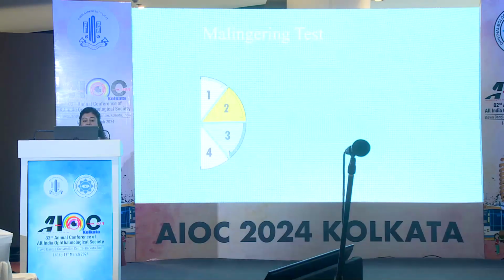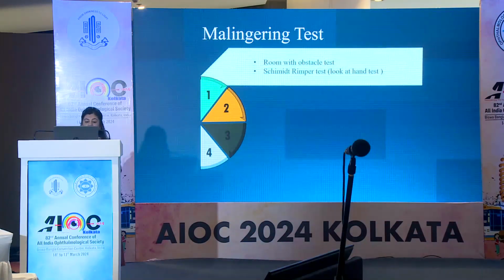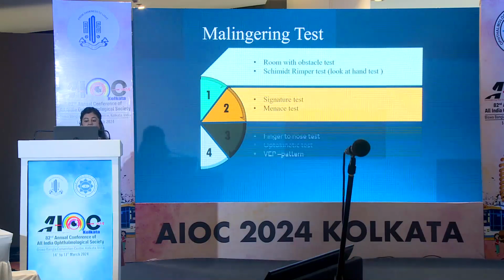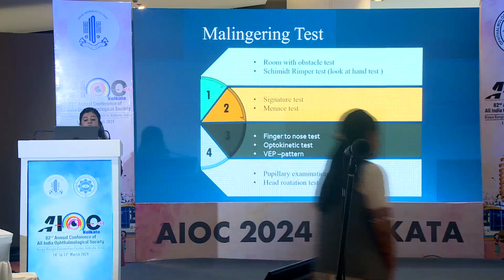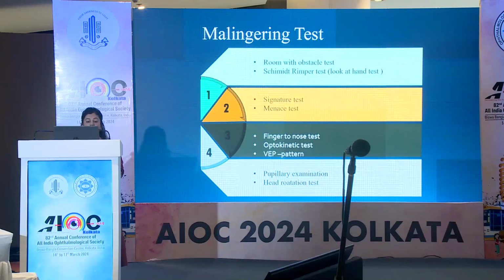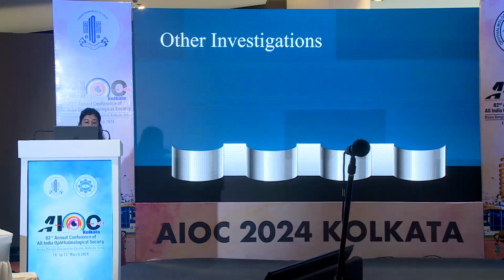Seeing this, we performed malingering tests, in which the room with obstacle test was normal. Signature and Meynell's test, everything was normal. Her finger to nose test was also normal. Only she had a briskly reacting pupil, with head rotation test normal. We performed other investigations, thinking of it as a cortical insult.